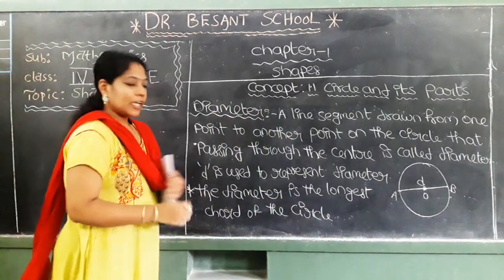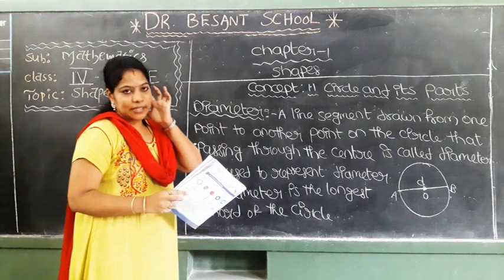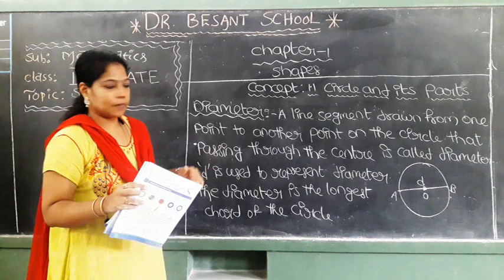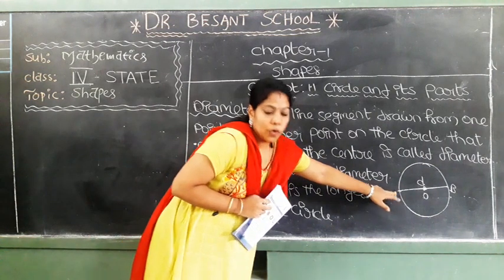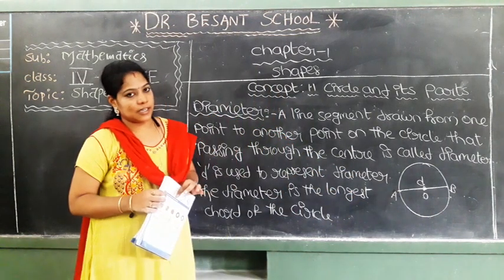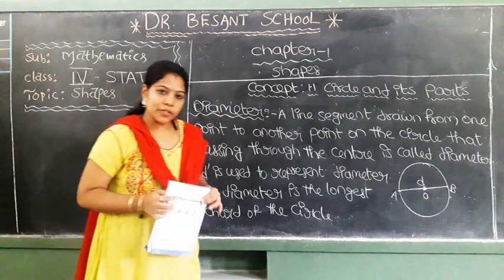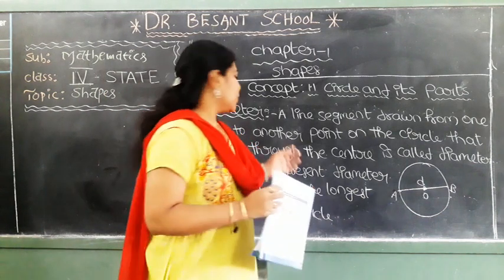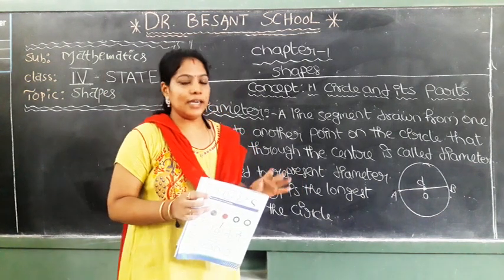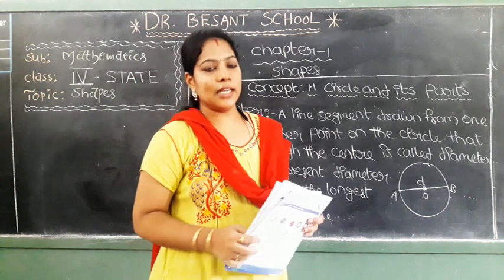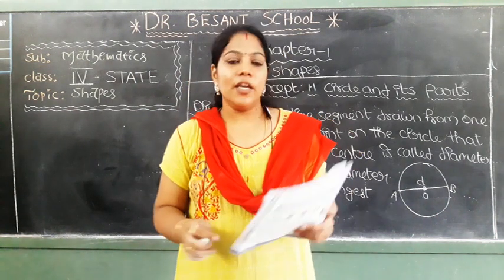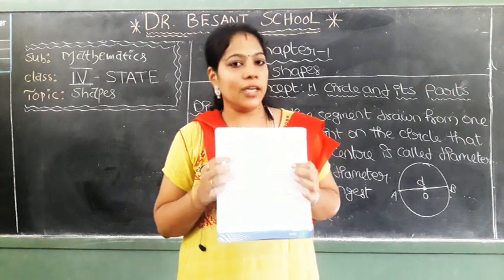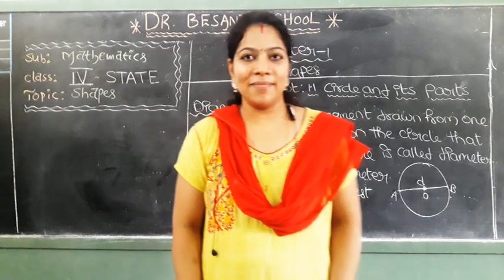Children, everyone understood about the diameter? Diameter is the line segment that passes through the center by connecting any 2 points on the circle. This is the longest chord also. We can draw so many diameters in a circle. Which letter are we using to represent diameter? D. Till now we already discussed the center, radius, chord and diameter. The next parts of the circle I will explain in the next class. If you have any doubt, open page number 3 in your book and check it. Okay, thank you children.